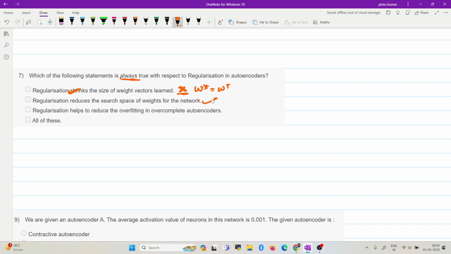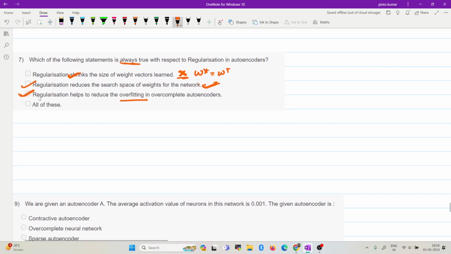Second is, regularization reduces the search space of weight vector. This is correct, right? Whenever we are imposing any extra condition, it will lead to a reduction in the search space of weights of the network. Regularization helps reduce overfitting. That's also correct. That's the whole purpose of why we are doing regularization. We don't want to overfit to the data. So B and C are the correct options according to me.